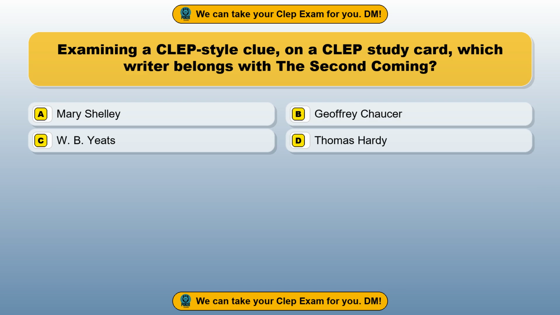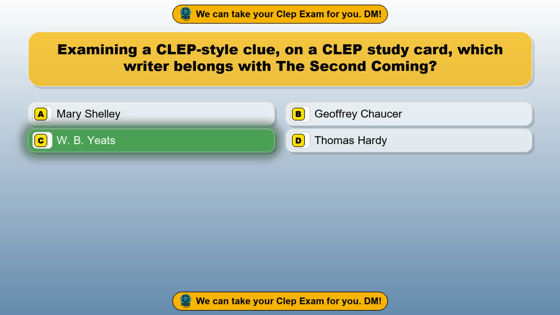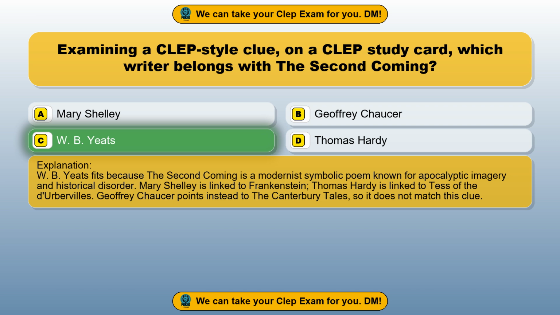Question 41. Examining a CLEP-style clue on a CLEP study card, which writer belongs with The Second Coming? Option A, Mary Shelley. Option B, Geoffrey Chaucer. Option C, W.B. Yeats. Option D, Thomas Hardy. The correct answer is option C, W.B. Yeats. W.B. Yeats fits because The Second Coming is a modernist symbolic poem known for apocalyptic imagery and historical disorder.